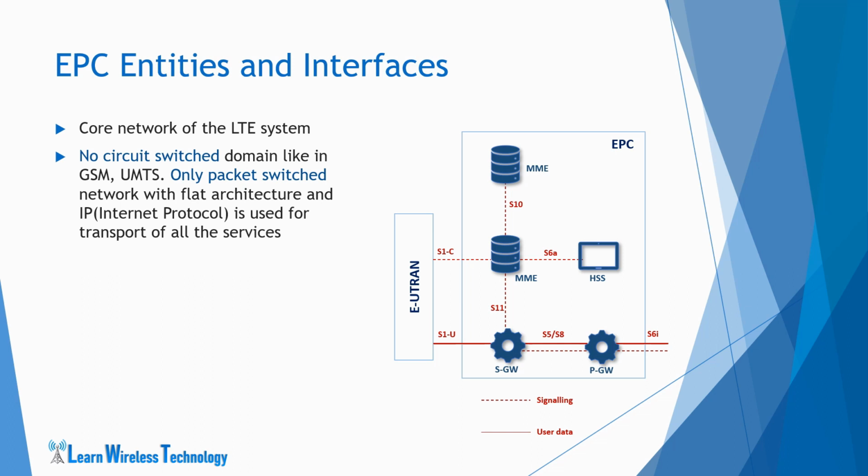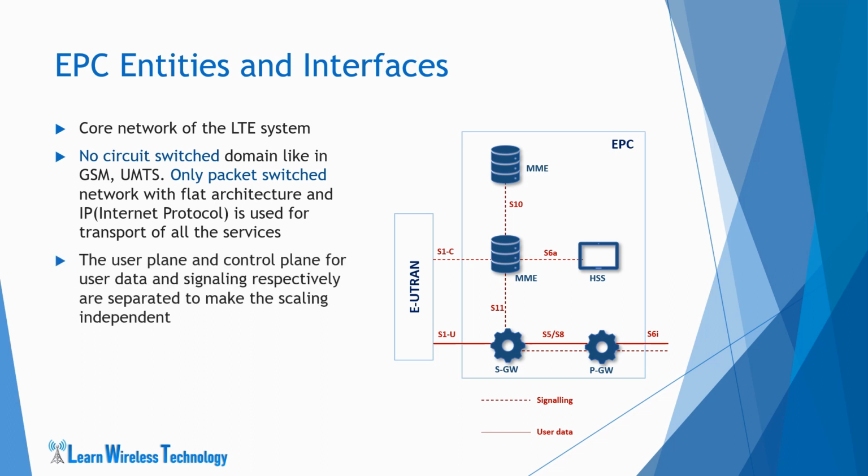It was decided for the LTE network to have a flat architecture so that there would be fewer network elements and the traffic can be handled efficiently with low cost. Internet protocol is used for transport of all services. The user plane for user data and the control plane for signaling are separated to make the scaling independent. Now let's discuss in more detail the network elements and interfaces of the LTE core network.